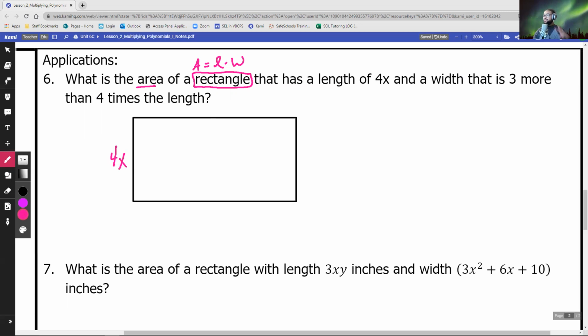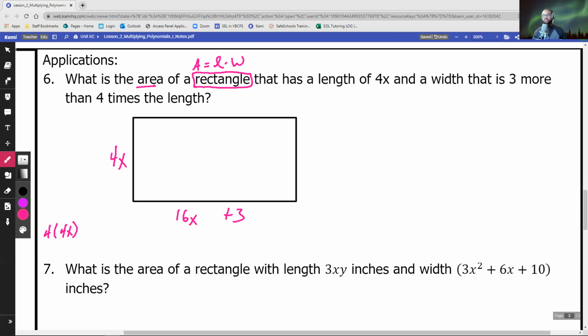And then it says it's 3 more. So that's something plus 3. So 3 more than. This is where we got to use our translating skills. 3 more than 4 times the length. So if the length is 4x, 4 times 4x is going to give me 16x. All right, we just got to do a little bit of math to get here. And there we got it. We got it set up.